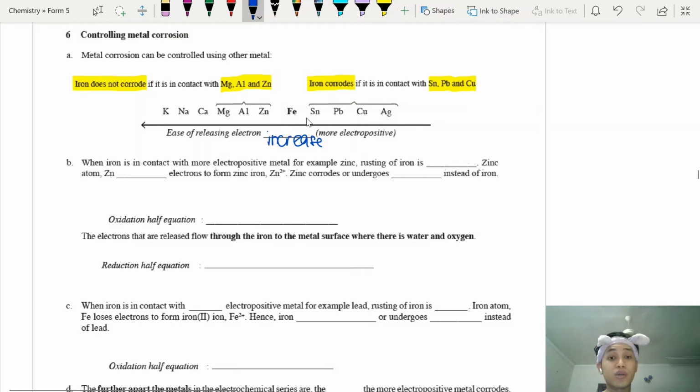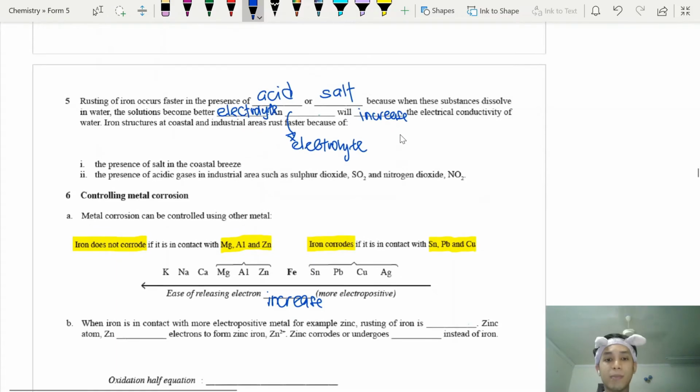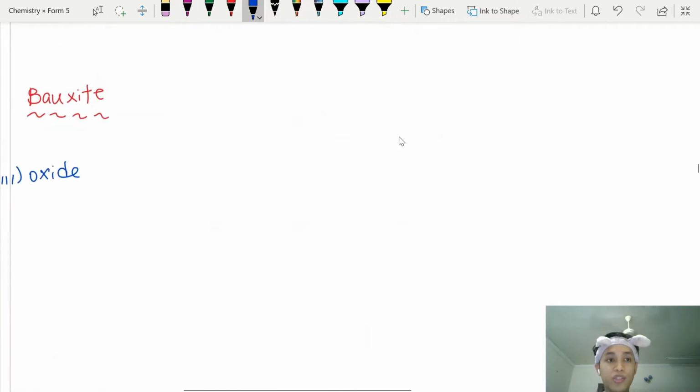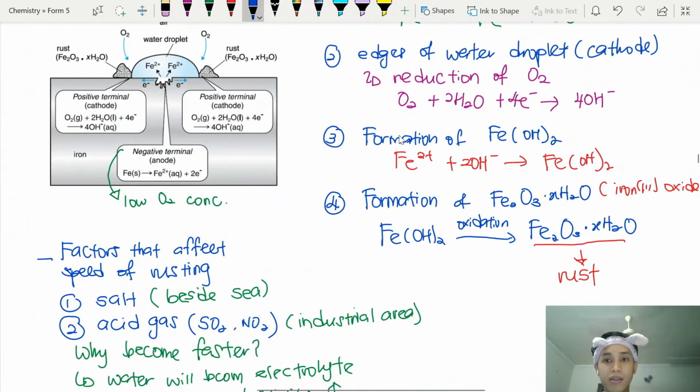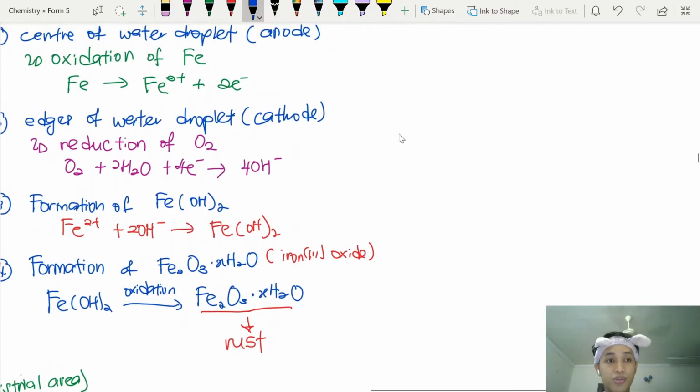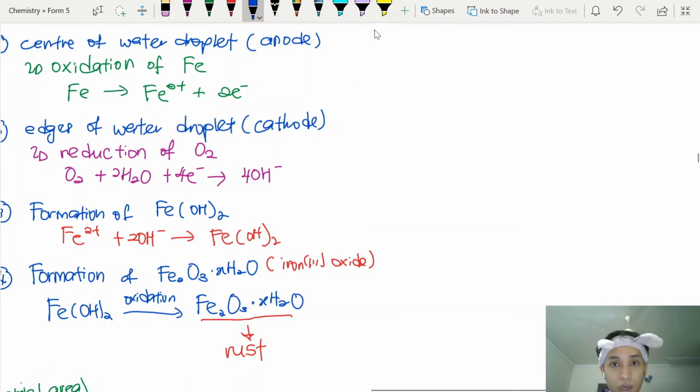If I want to prevent corrosion of metal, or prevent the rusting from happening, I'm going to use metals which are higher than iron. If I want it to happen faster, I'm going to use a lower one. The lower you are, the faster it will happen. So I'm just going to show you what happens when we use different types of metals, just to show you the difference of what is happening right here.